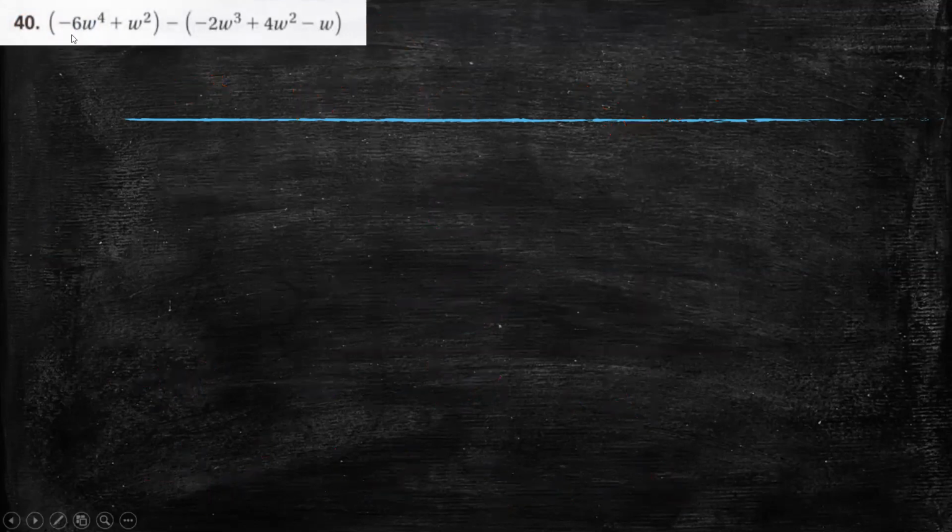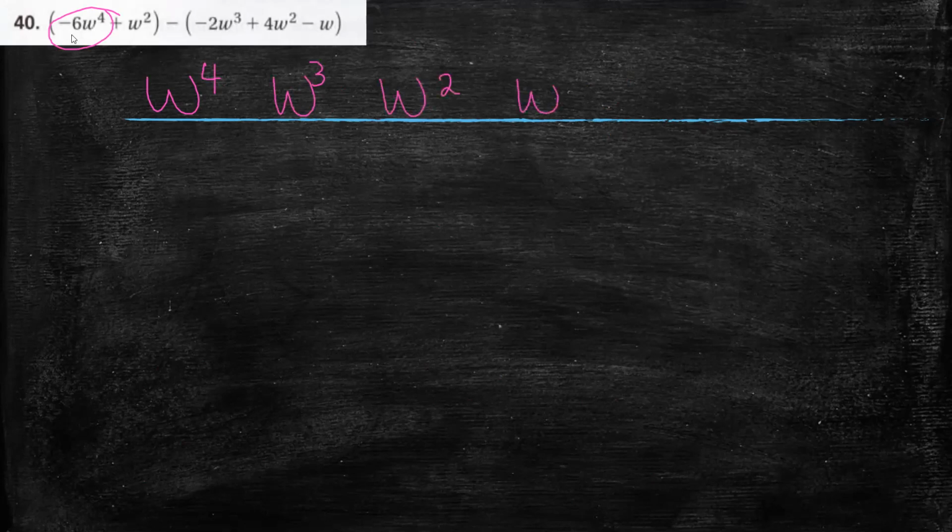Look at this one here. Negative 6w raised to the power 4 plus w squared minus negative 2w cubed plus 4w squared minus w. Here now, what you have to do? Let's write them. The highest one is 4, so 4, 3, 2, 1, and 0, or we say real number.